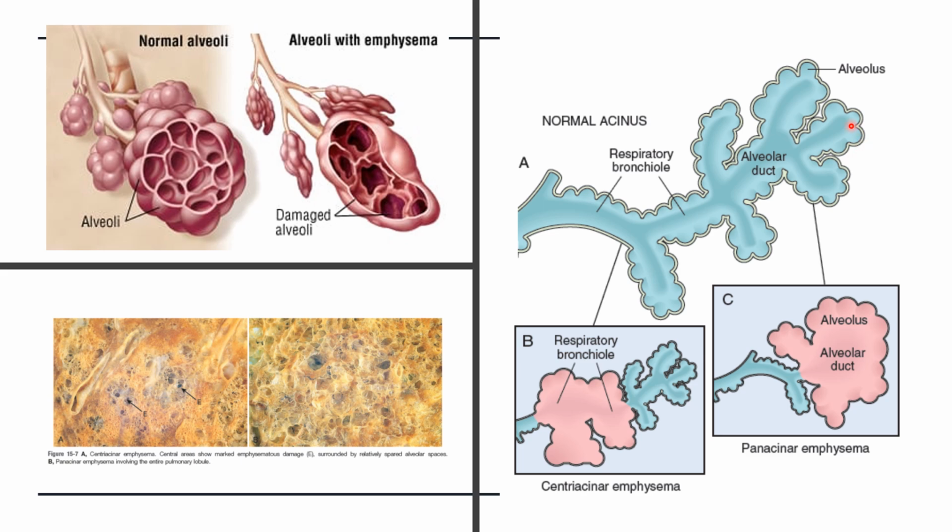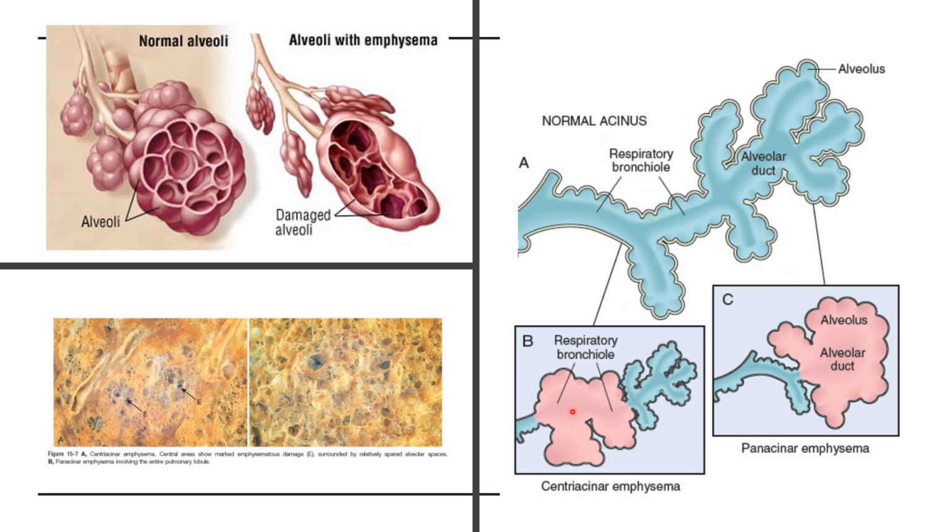Now, according to the location of the segment where this loss of parenchyma is happening in emphysema, we can classify emphysema into different forms. The most important form is the pan-acinar form. Here you can see all parts of the acinus, starting from the respiratory bronchiole, alveolar duct, alveolar sac, everything will undergo loss of elasticity and there will be enlargement. Pan stands for the entire acinus.